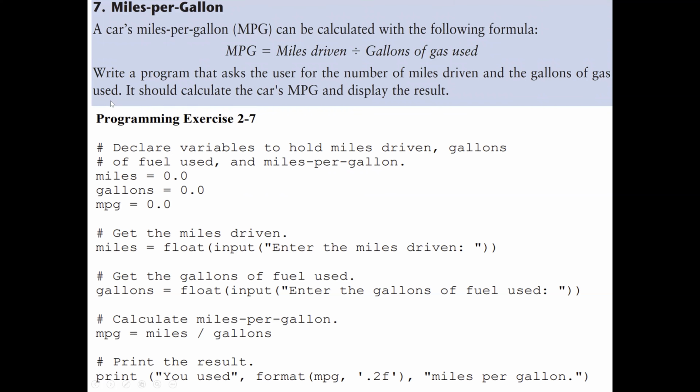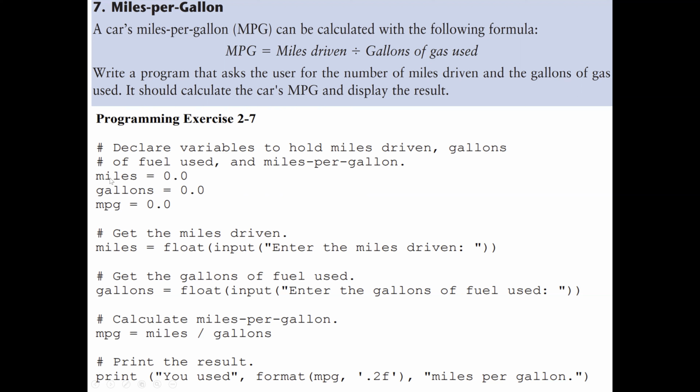So our question says we should write a program that asks the user for the number of miles driven and the gallons of gas used. It should calculate the car's miles per gallon and display the result. So again, we need input, process, and then output to display the result. Now, our input will be the miles driven will be given to us, and also the number of gallons of gas used. So first, we have a comment saying we should declare a variable that will hold the miles driven and the gallons of fuel use, and also the miles per gallon, which will be our results.